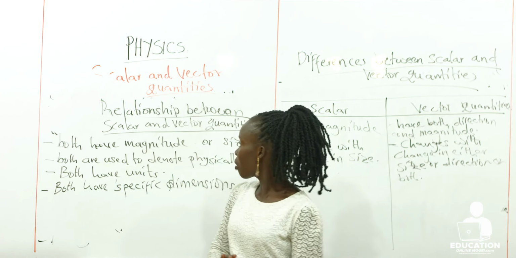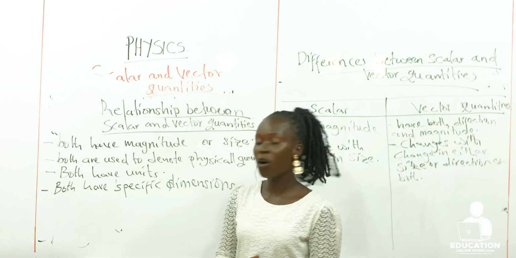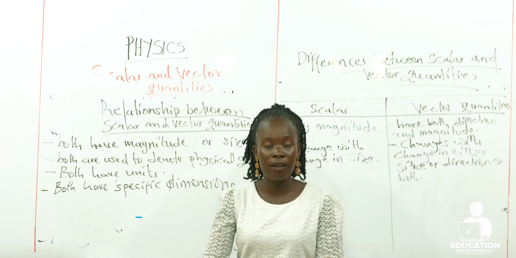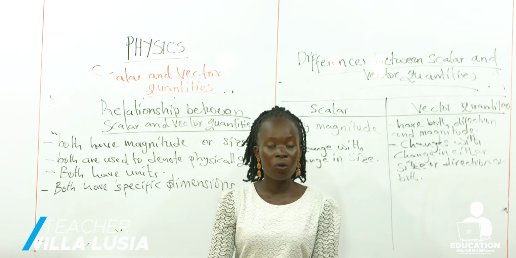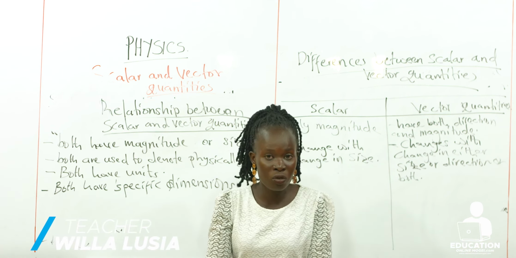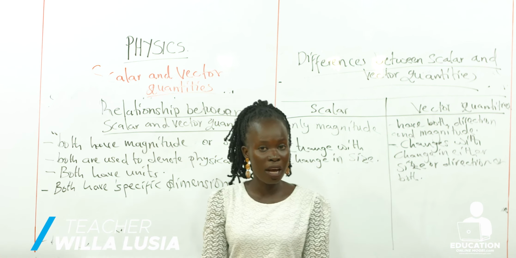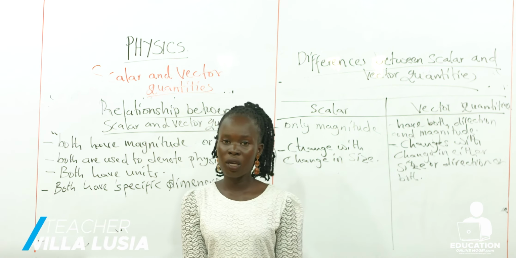So we've learned so much about the definitions. I hope now you can define a scalar and a vector quantity. You can differentiate between the two, and you can still get the similarities between the two quantities.